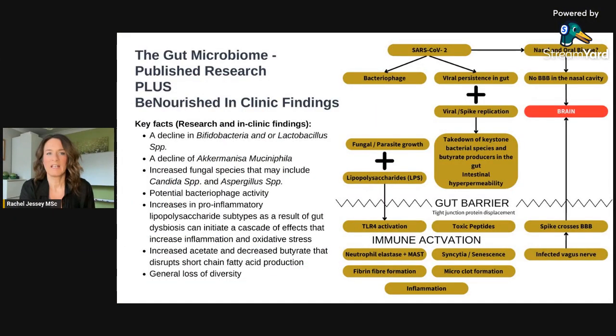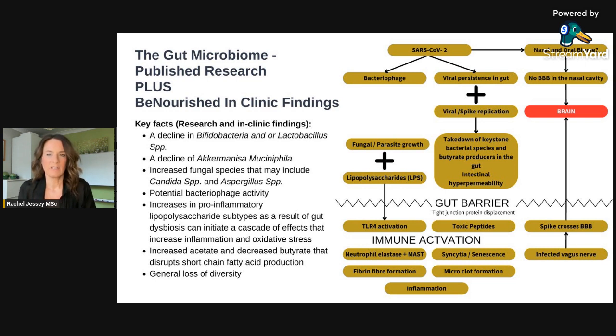So we'll move on to my next slide, which is a collection of the published research, a collection of my clinical findings, and a collection of case studies from other researchers who are looking at this. And it's helped me to form a phenotype, or the startings of a phenotype, of the gut microbiome in long COVID. So you can see a decline in bifidobacteria and also the lactobacillus species.